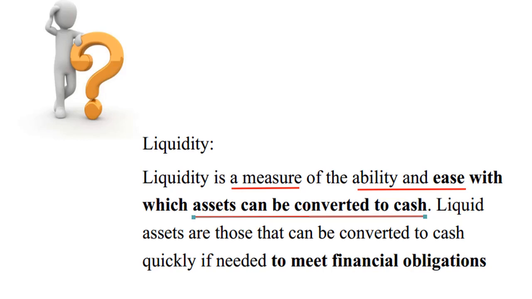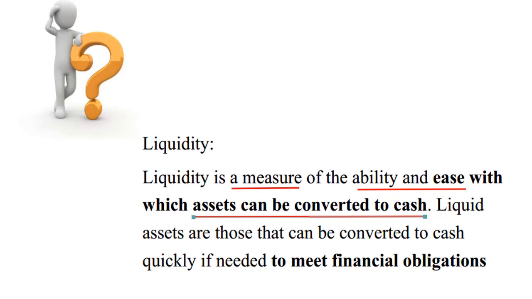This definition is difficult to understand, but to make it easy, we should break it in parts. First, this definition is talking about assets, both tangible and intangible assets. Second, liquidity is a measure of ability and ease of assets. Thus, liquidity is a measure of ability and ease, right? We know that centimeter is a measure of length. In the same way, liquidity is a measure of ability and ease of assets.